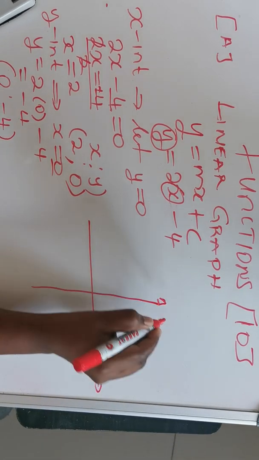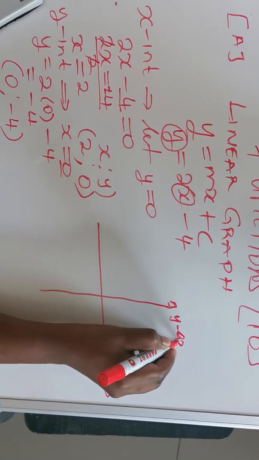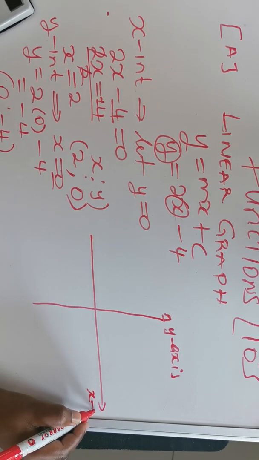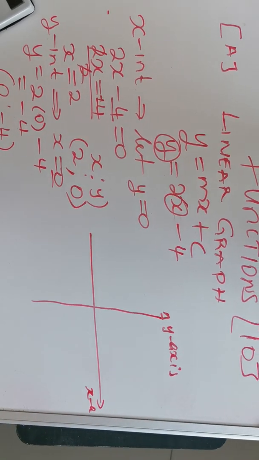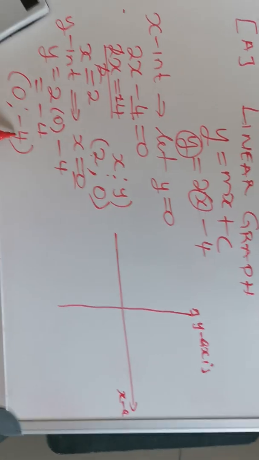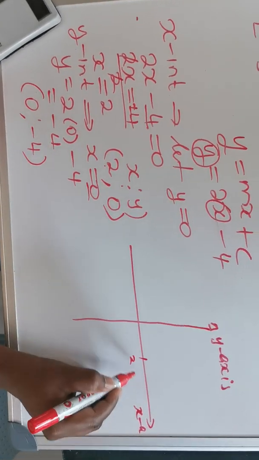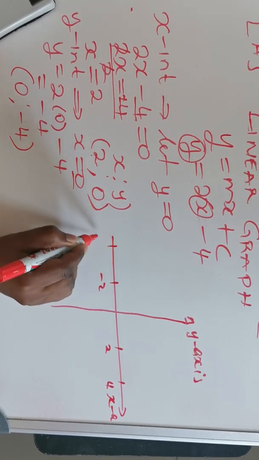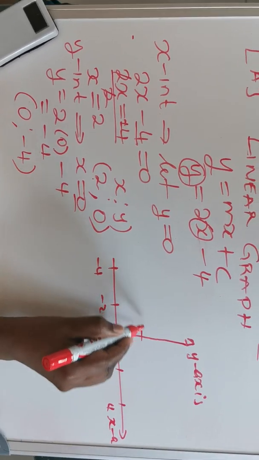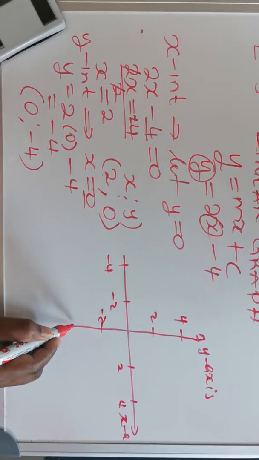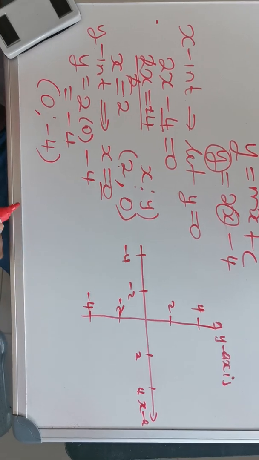Okay, we know this is our y-axis, this is our x-axis. You get the scale here. Here you have 2, but here you have 4. So you can use 2 and 4 this side, obviously negative 2 and negative 4. This can be 2, this one can be 4, negative 2, and obviously this is negative 4.